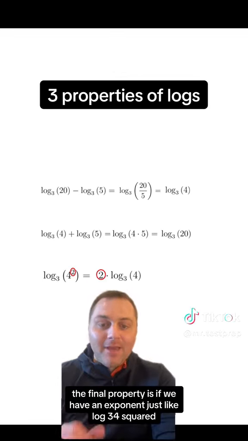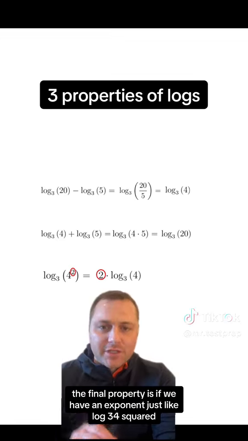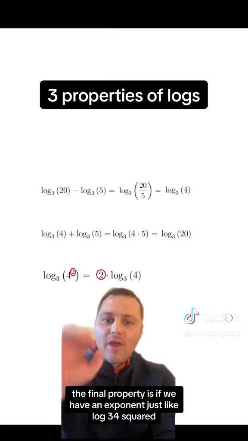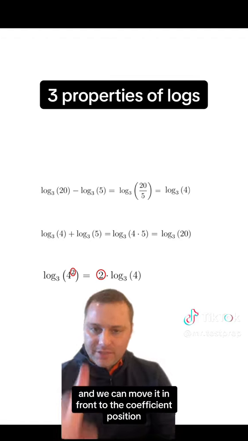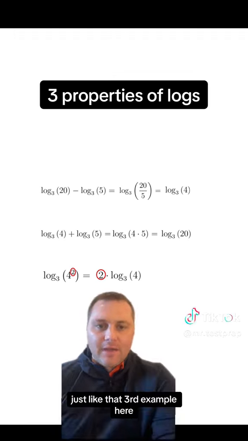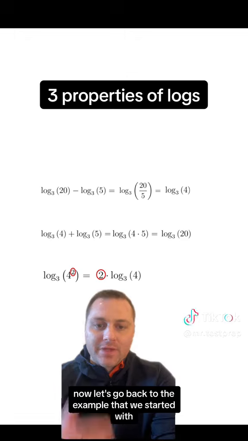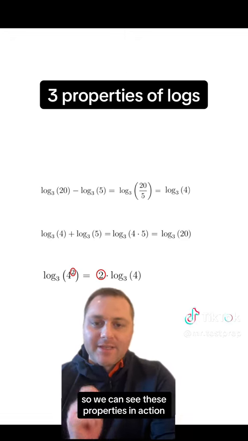The final property is if we have an exponent, just like log 4 squared, we can take that exponent and move it in front to the coefficient position, just like that third example here. Now let's go back to the example that we started with so we can see these properties in action.